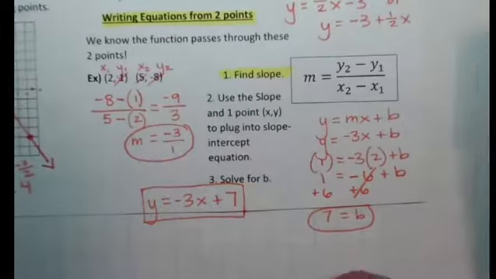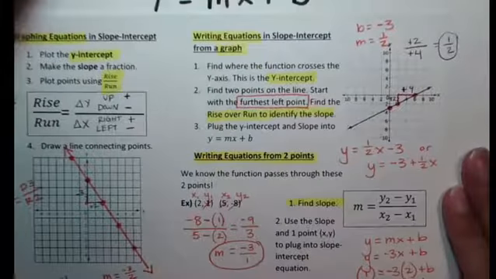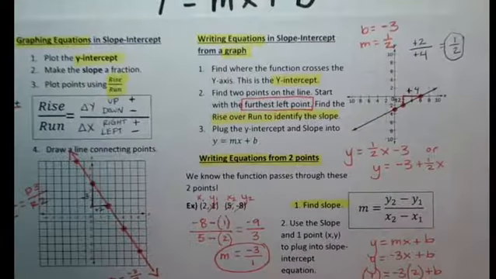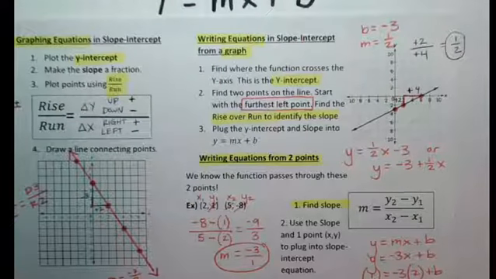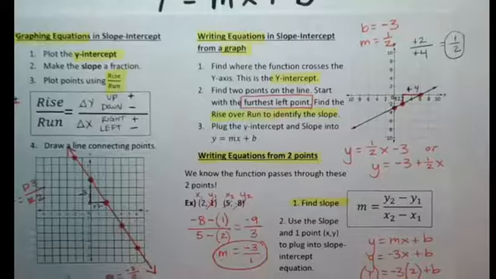Okay, so the 3 things that you're going to have to know how to do on your assignment for today are graphing the equations, writing the equations from a graph, and writing the equations from 2 points. Now before we get to that assignment, what you're going to do is keep your notes out on your desk, and Miss Osborne will hand out the 3-3 game.